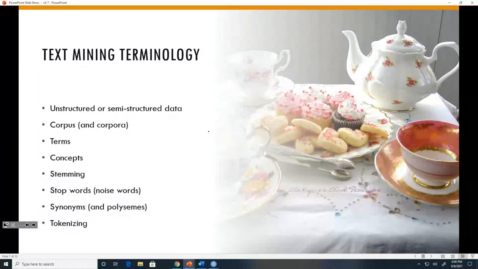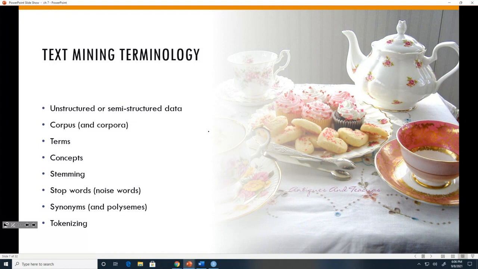Okay, so you're going to need to understand the text mining terminology. It'll help with the assignment coming up. So I'll go over these, and then we'll talk about them again as we're going through the assignment. But basically, these are the commonly used terms in text mining.